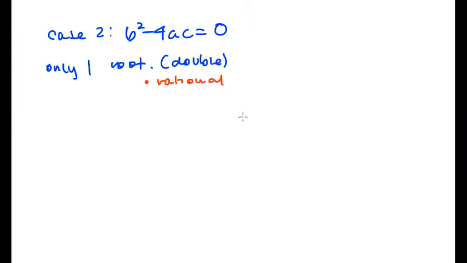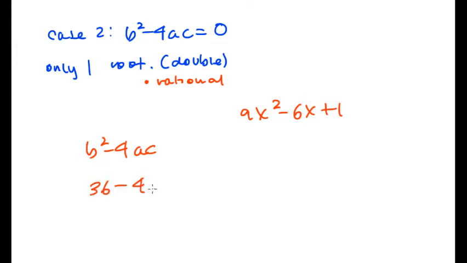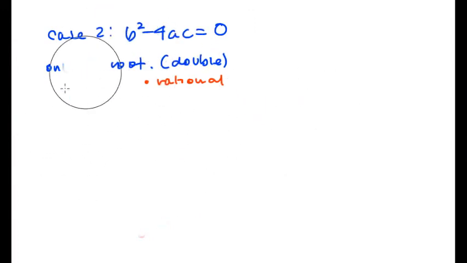So take the graph of 9x squared minus 6x plus 1. You can all put this in your calculator to prove that it's rational. One double root. So let's plug in the discriminant here. b squared minus 4ac. b squared is 36, minus 4 times 9. 36 minus 36 is 0. So indeed, the discriminant is 0. So if you graph that, you're going to find that there's only one double root.